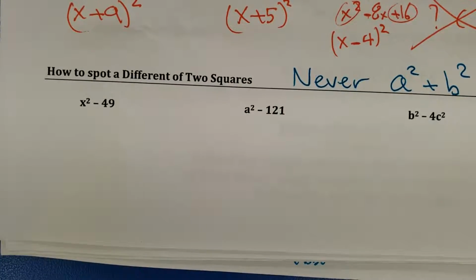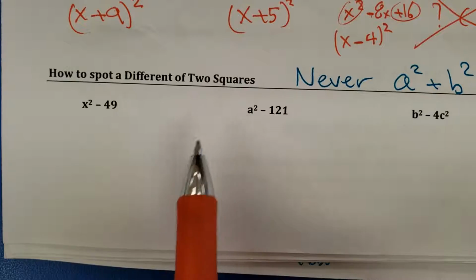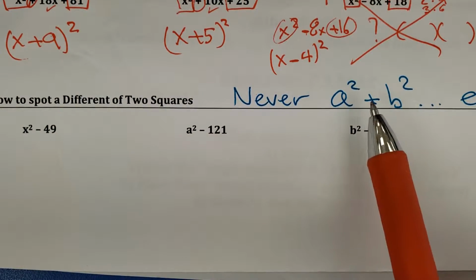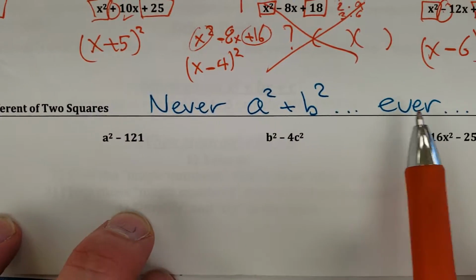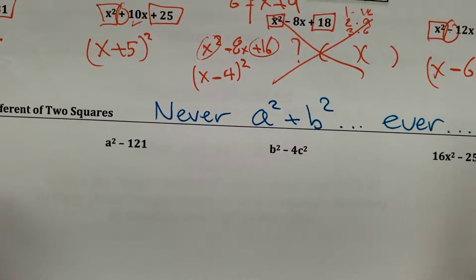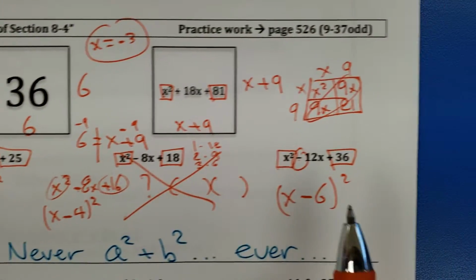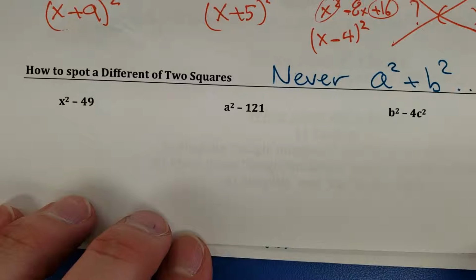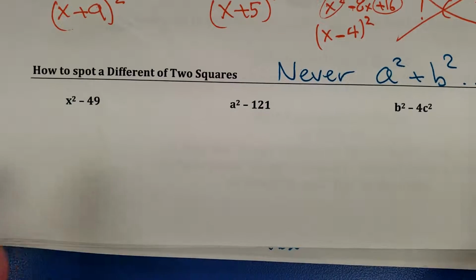All right. Here's how you spot a difference of two squares. Remember, you can never, ever have something squared plus something squared. That pattern never shows up. Along with having a minus trinomial at the end. You can't have a minus square at the end. This is the only time you can have a difference of two squares.